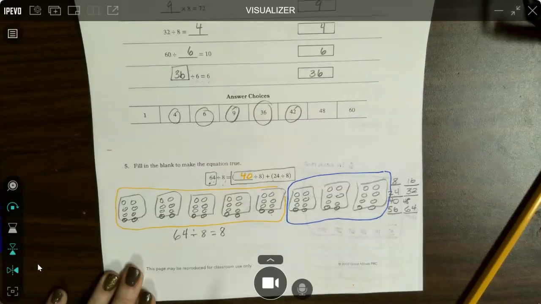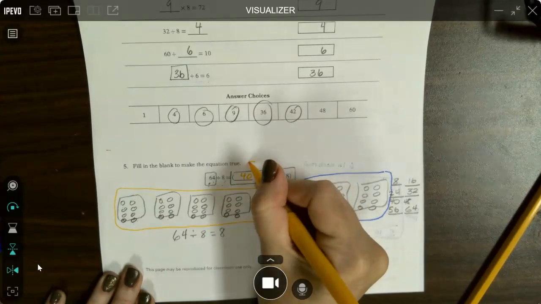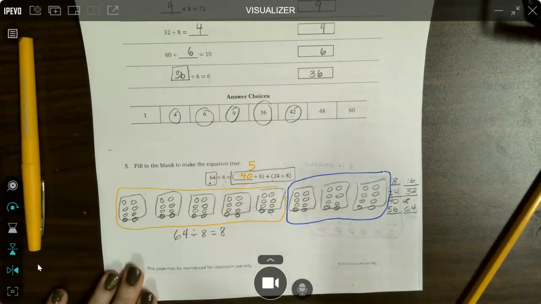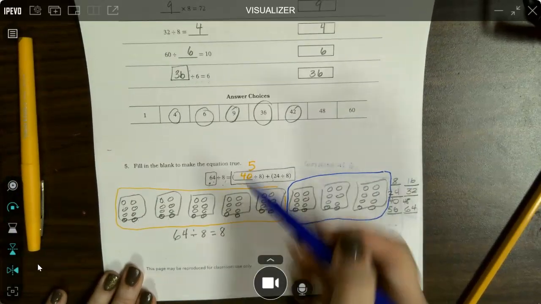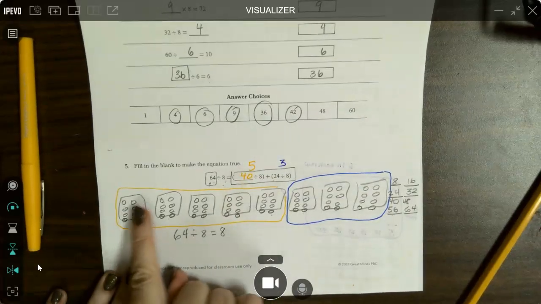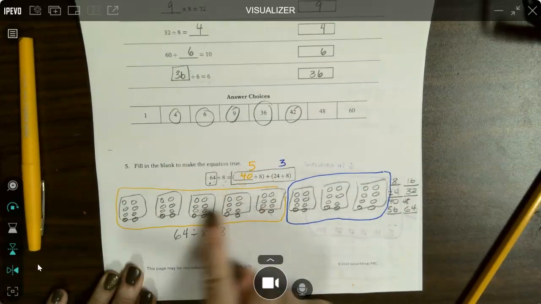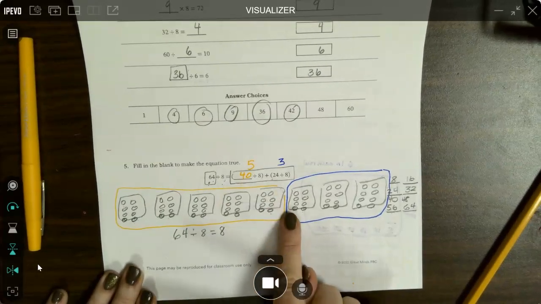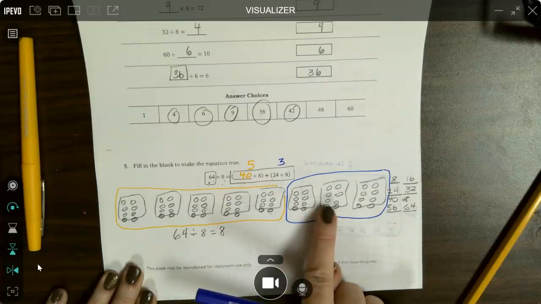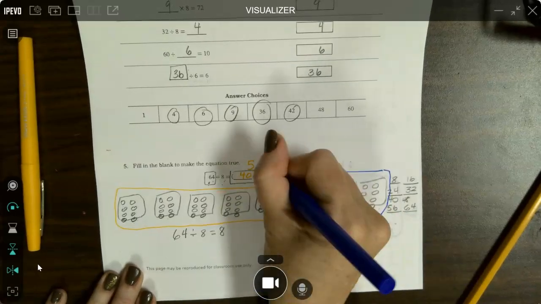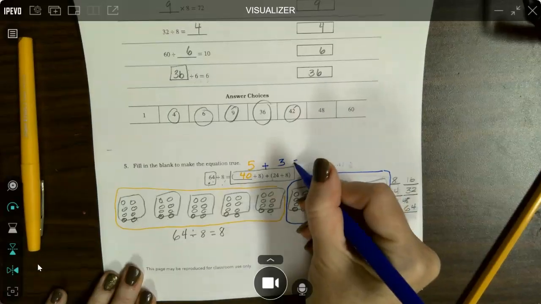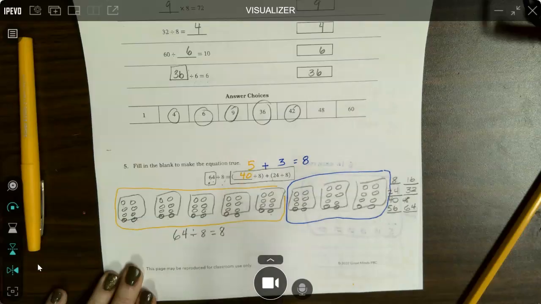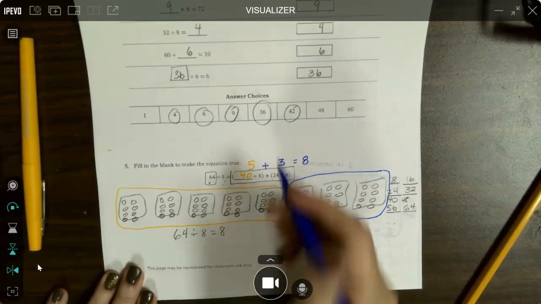If I have 40 divided by 8, that would be 5. If I have 24 divided by 8, that would be 3. This was 5 groups, 1, 2, 3, 4, 5. 40 dots divided into 8s was 5 groups. 24 dots divided into 8s was 3 groups. If I place those together, if I put them all back together, it makes 8. Okay? This is break apart.